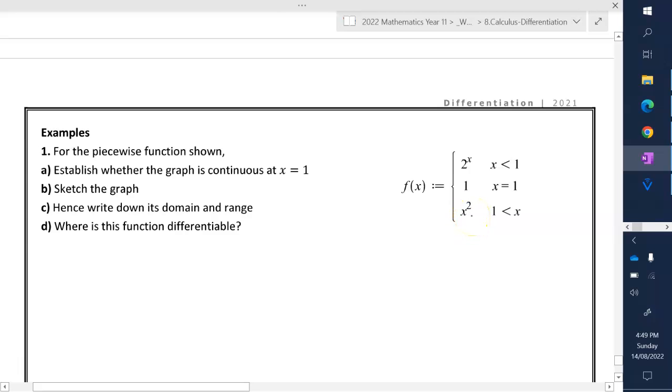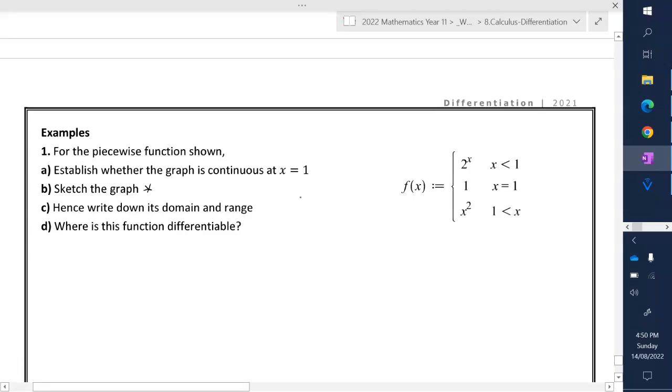Now, one way we could deal with this piecewise function is to draw it. And that wants us to do that for part 2. We, however, can, for part 1, and let's read it, do something else. So it says for the piecewise function shown, A, establish whether the graph is continuous at x equals 1. So if a graph is continuous, then it moves from one point to the other. I can draw it without taking my pen or pencil off the paper.